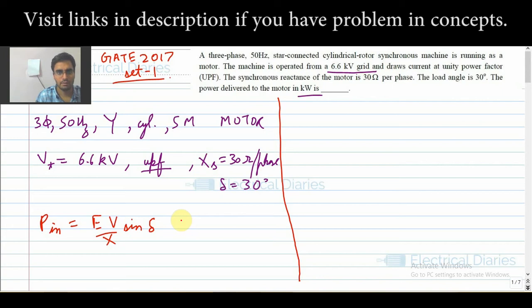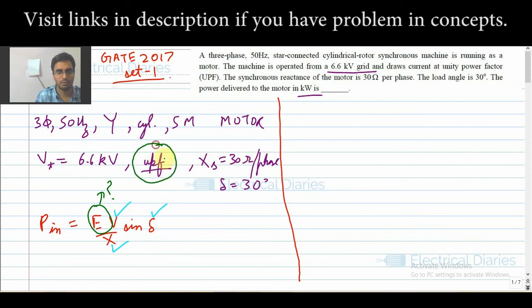Now the important part is what we know in this formula. We know delta, that is 30 degrees. We know V, the terminal voltage, 6.6 kV. We know X, that is 30 ohms per phase. If you are not able to recall these concepts, you can go to the links given below in the description. The main thing is that I have to find E, and I can find it using this concept.